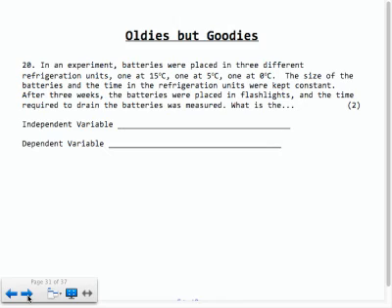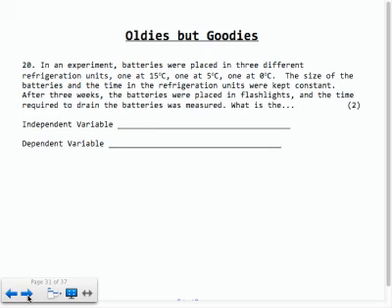All right, oldies but goodies. In an experiment, some batteries are placed in 3 different refrigeration units set at temperatures of 15, 5, and 0 degrees Celsius. The size of the batteries and time in the refrigeration units are kept constant. After 3 weeks, the batteries are placed in flashlights, and the time required to drain the batteries was measured. What is the independent variable?